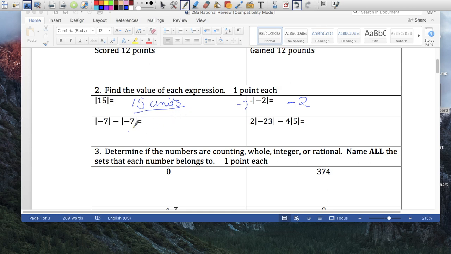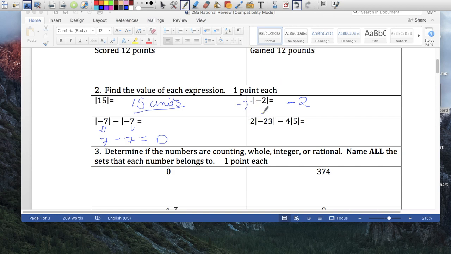Absolute value of -7 minus the absolute value of -7. Well, let's find the absolute values first before we find the difference. Absolute value of -7 is 7, minus the absolute value of -7, which is also 7. And now I can subtract both, and I get 0.